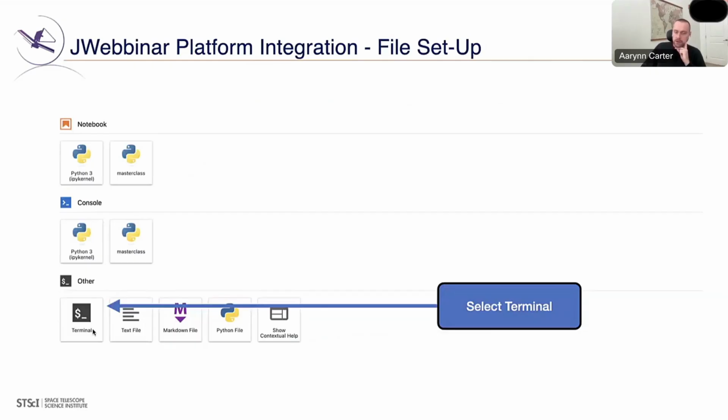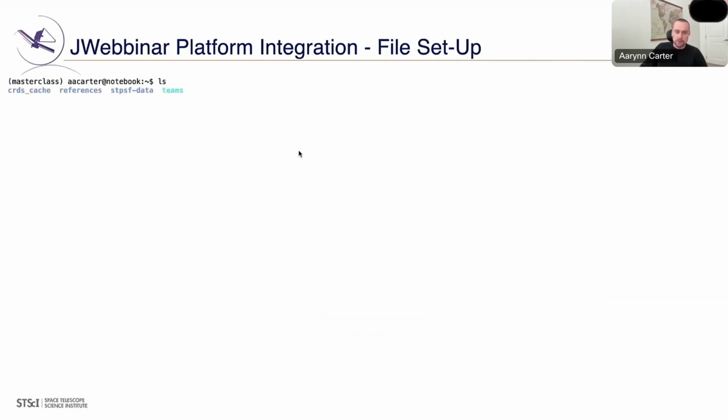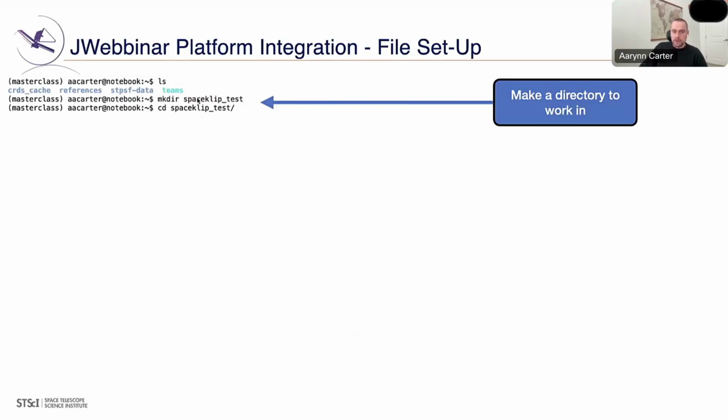You want to start a new terminal in the platform. If you type ls, you'll see what's in your current area. I have this extra STPSF data folder; you probably won't have that, and that's fine. Then you want to make a new directory. I've just called mine spaceKLIP test, and I've moved into it.